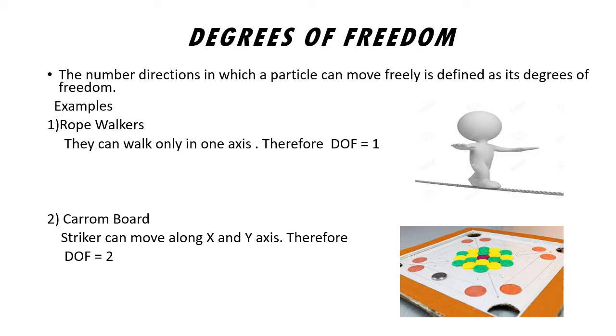So let us see different examples to understand degrees of freedom. The first example is the rope walker. They can walk only in one axis. So this rope walker can walk along this axis. Therefore the degree of freedom is 1 in his case. Now the second example is the carom board striker. The carom board striker can move along the x and y axis. This carom board striker can move along this axis and this axis. Therefore the degree of freedom is 2.